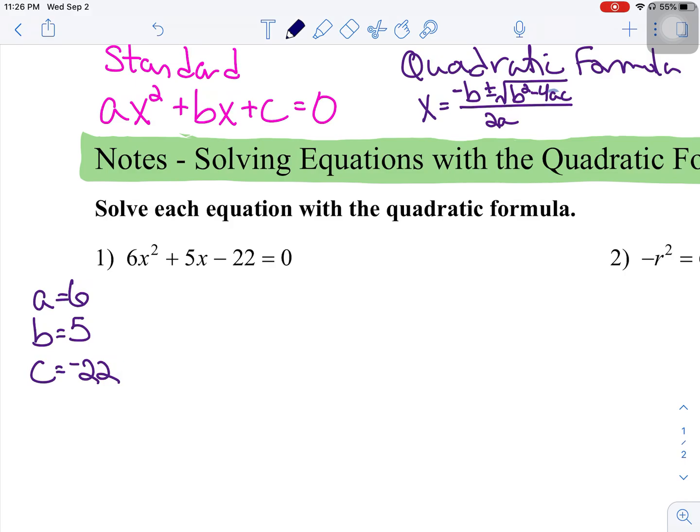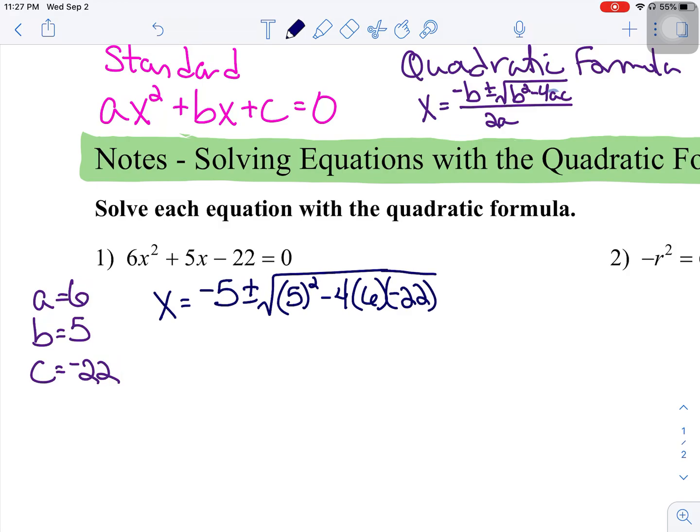Now that I know those 3 values, it's going to look big, but it becomes a simple substitution problem. So x is equal to, and I'm just using the formula right up here, the opposite of b. Well, b is 5, so the opposite of that would be negative 5, plus or minus the square root of b squared. So I'm going to put 5 squared, please use parentheses, minus 4 times the a value of 6 times the c value of negative 22. I never make that square root radical long enough. All over 2 times my a value.